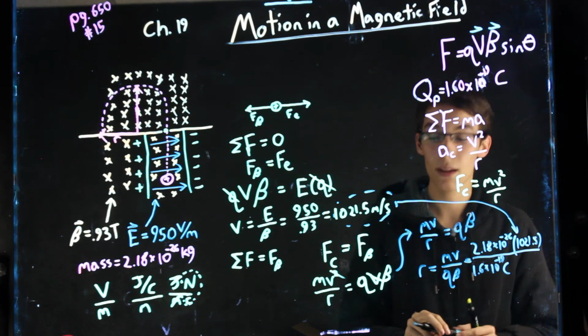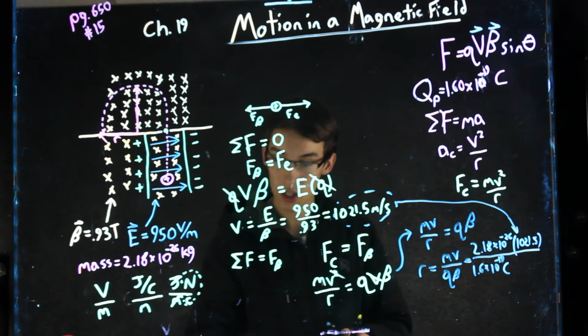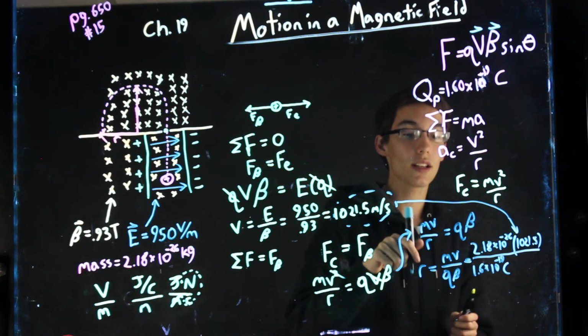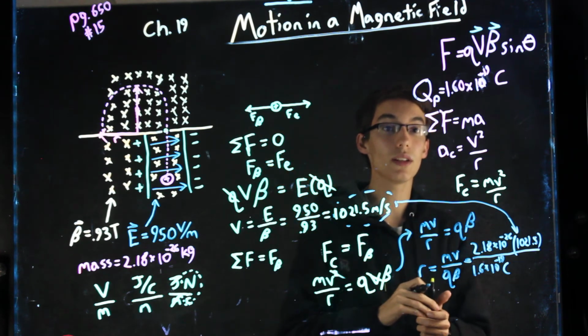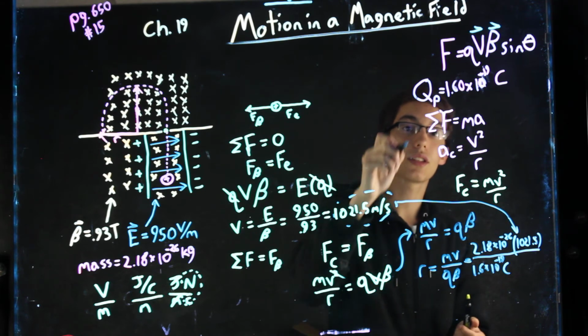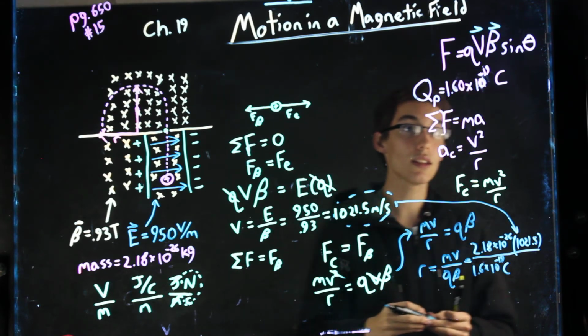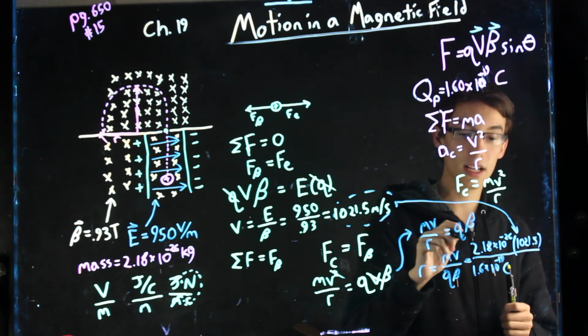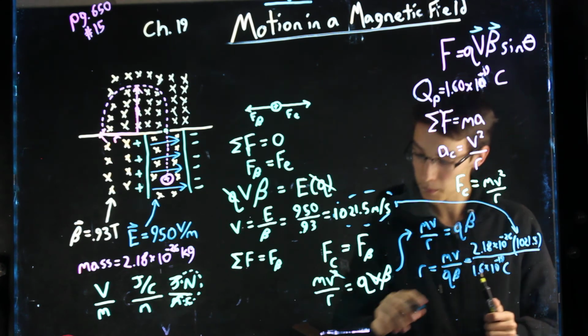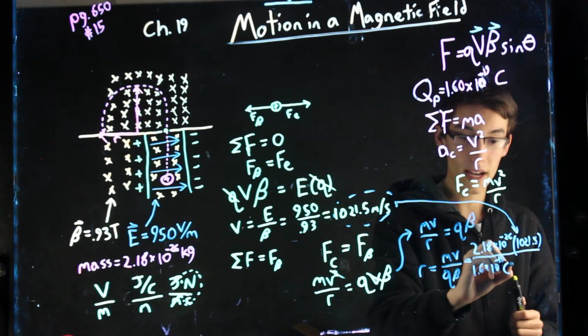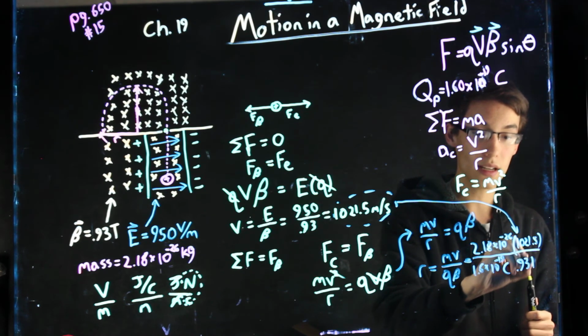If you're not sure where that came from, it said it's a singly charged ion. And so singly charged ion means it's only given one unit of elementary charge, which is the same as the charge on a proton, which is 1.6 times 10 to the negative 19th. Times the strength of the magnetic field, 0.93 Teslas.